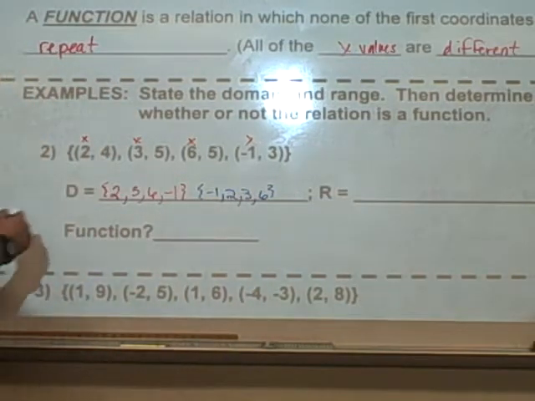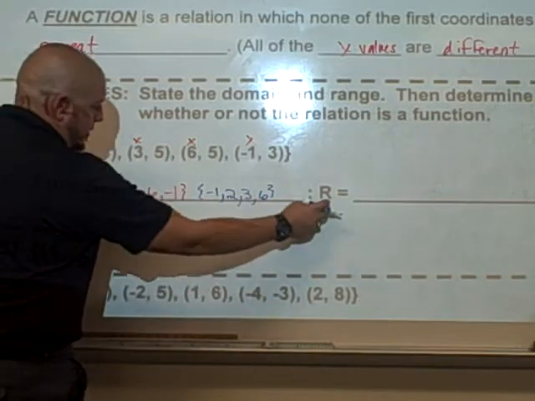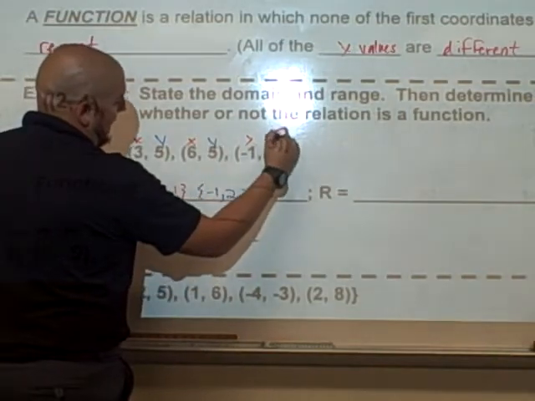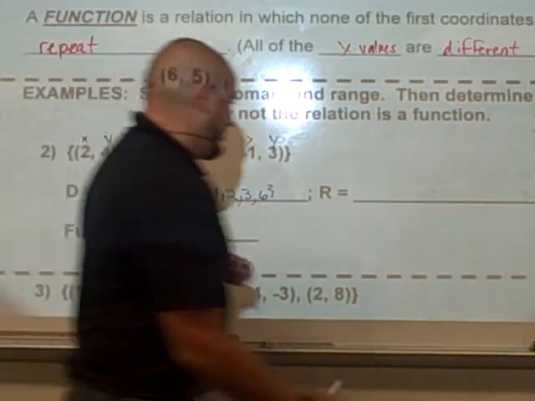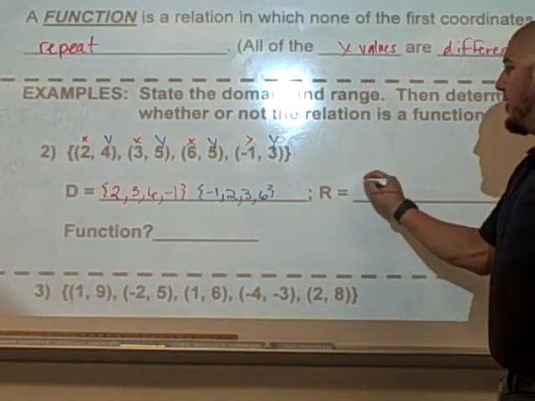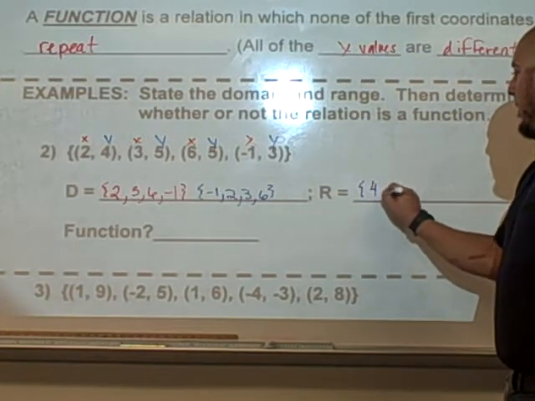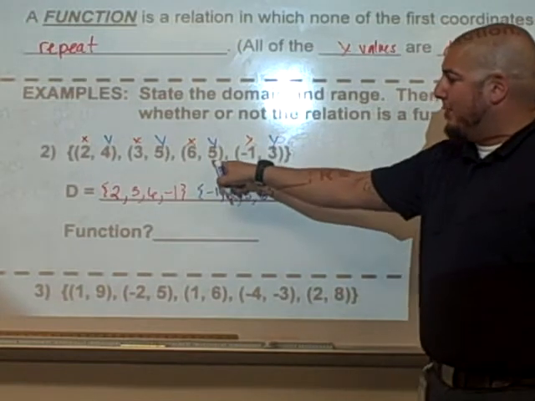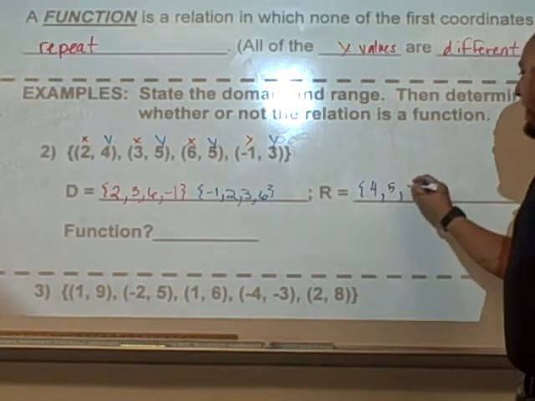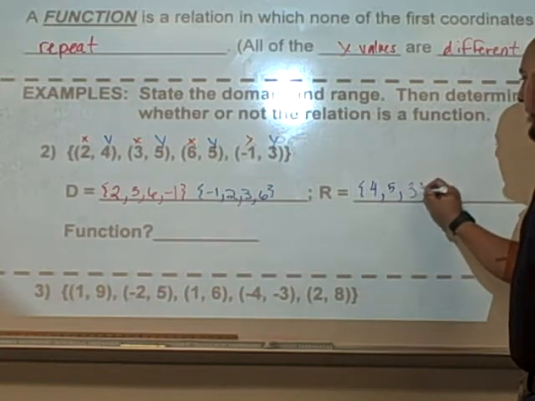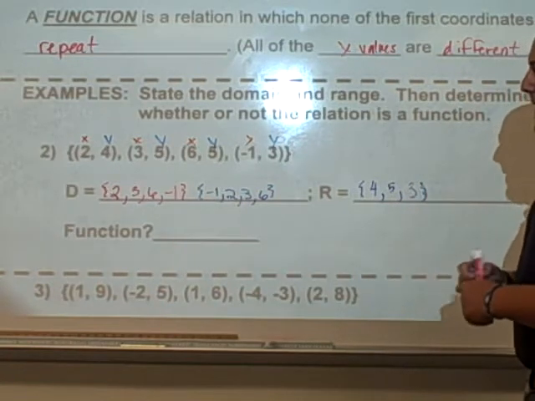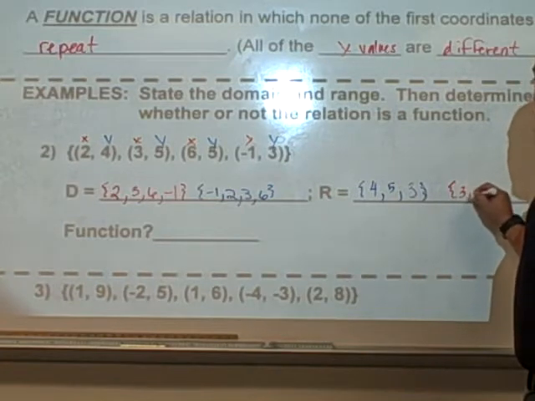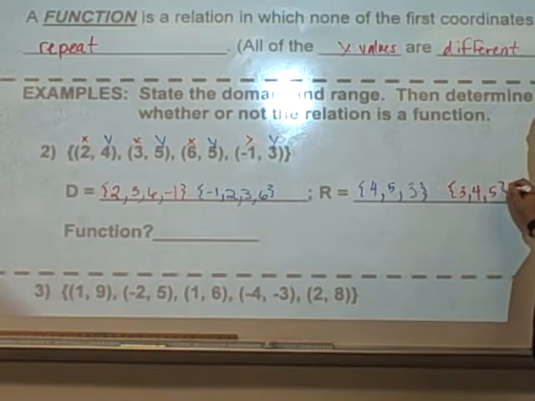And then all my y values make up my range. So here are my y values: y, y, y, and y. So then my range is 4, 5. We don't have to write the second 5, so we can skip that. And then 3. Again, some people put these in order from least to greatest, so you would have 3, 4, and 5.